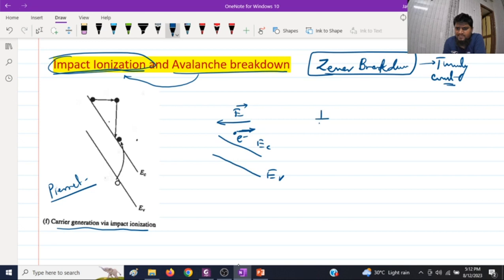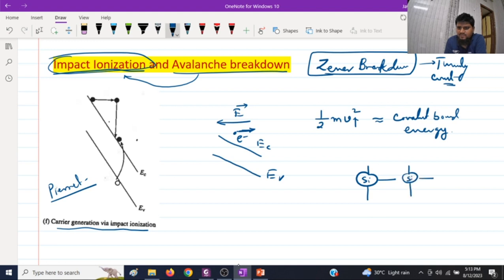Now its kinetic energy is increasing, because velocity is increasing. If that is sufficient for the covalent bond energy of the crystal, what will happen? If you see it as a crystal, we have this silicon crystal where all these silicon atoms are connected via covalent bonds, right?